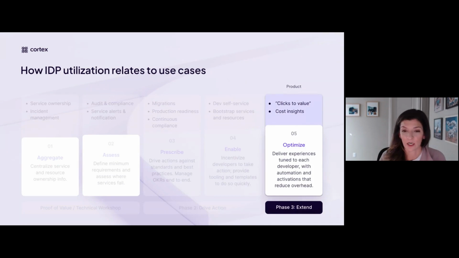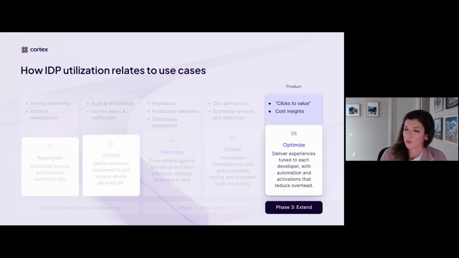And then the last step might be useful to bring in your product team. This is when we're really optimizing the experience, with cost insights, clicks to value, and plugins in your platform, so you can bring in data from different places and visualize it for faster time to action.